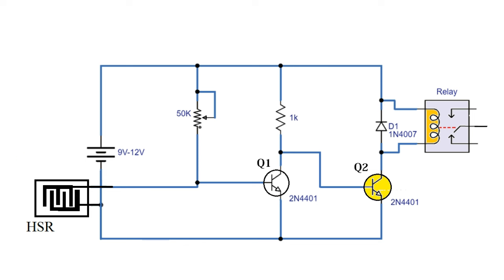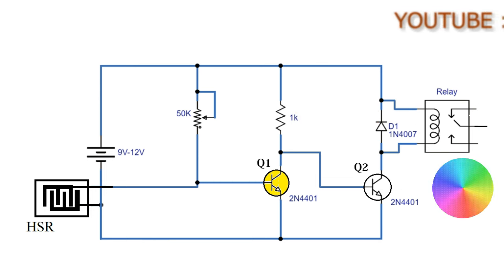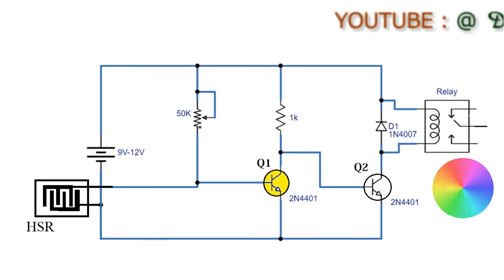But when there is no moisture, the HSR ohmic resistance is high, and current flows through the variable resistor to the base of transistor Q1, so it gives 0 V at the base of transistor Q2, which is off. This will disable the relay, and any device connected to your relay will be turned off.